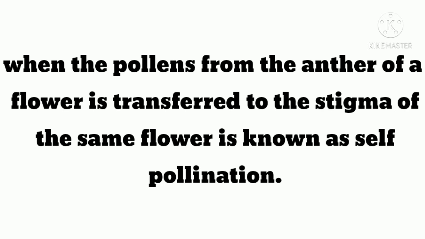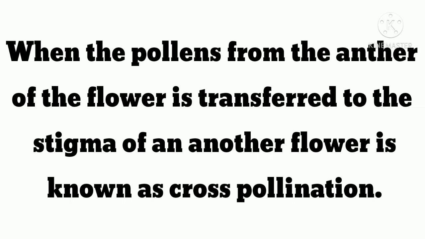First, self-pollination. What is self-pollination? When the pollen from the anther of a flower is transferred to the stigma of the same flower, it is known as self-pollination. Now, what is cross-pollination? When the pollen from the anther of a flower is transferred to the stigma of another flower, it is known as cross-pollination. So, these are about pollination.